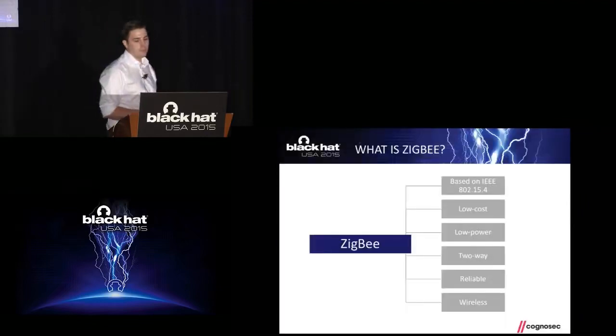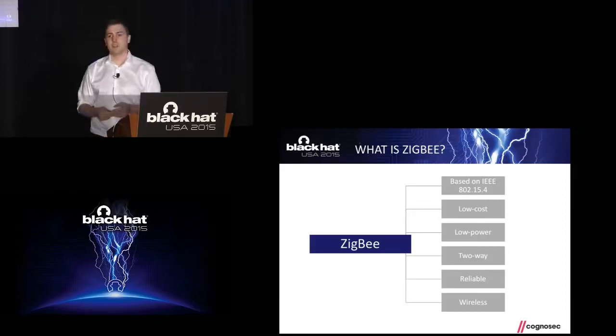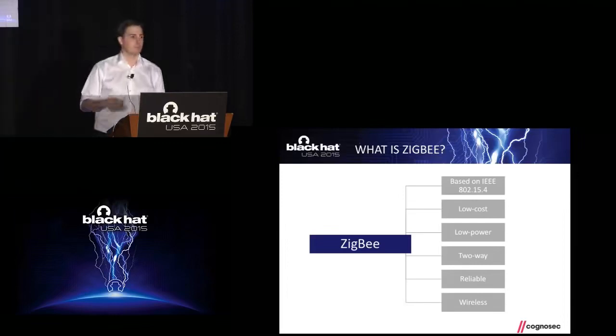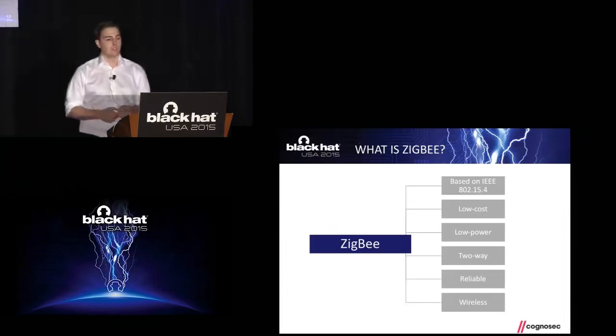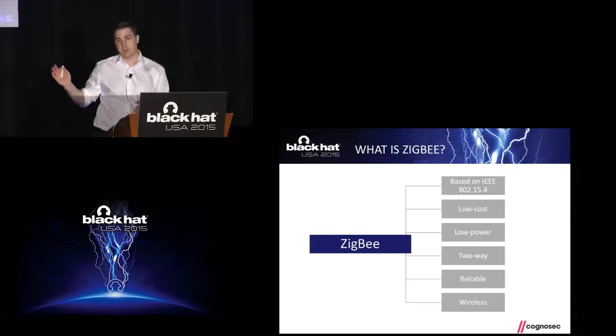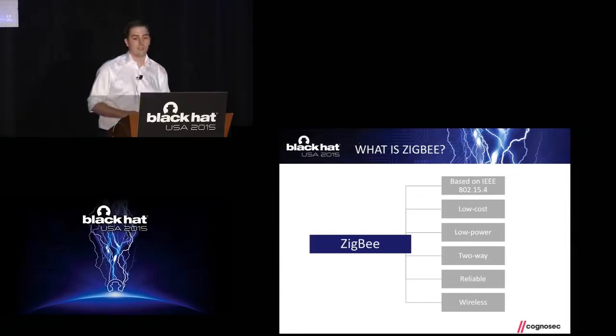So what is ZigBee? It was designed for low-cost, low-power devices with the main goal of energy saving. So a typical ZigBee-powered device is battery-powered. It's designed to be installed and out in the field for a couple of years without maintenance. So the focus is really energy saving. It's also reliable because it's two-way. You get your messages acknowledged, which is quite good for these kinds of devices.